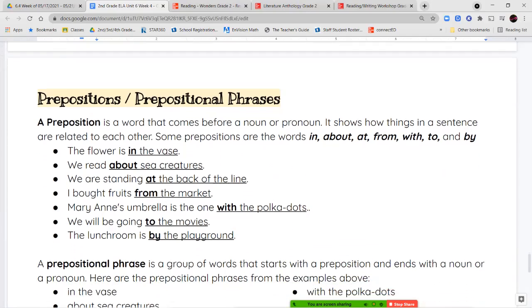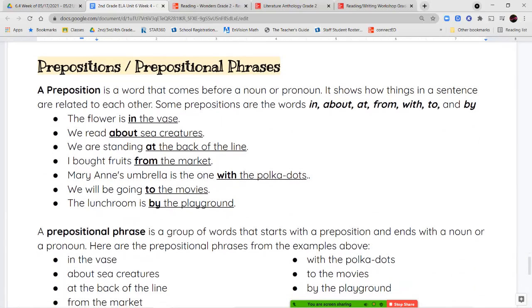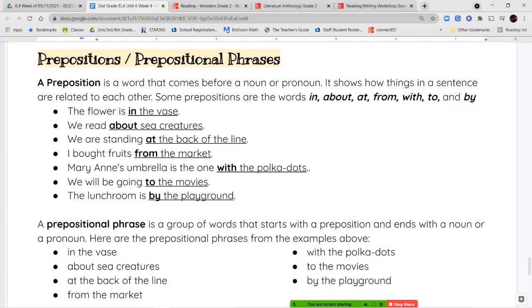Next, we're going to talk about something called prepositions and prepositional phrases. So a preposition is a word that comes right before a noun or a pronoun, and it shows how the things in the sentence are related to each other. So the different parts of the sentence or the different words in a sentence, prepositions and prepositional phrases link them together. They show us how they're related.